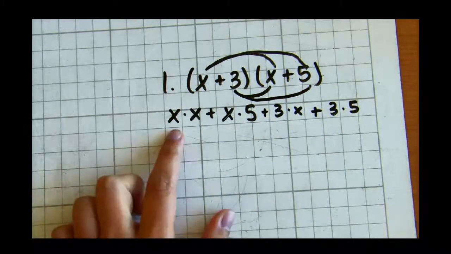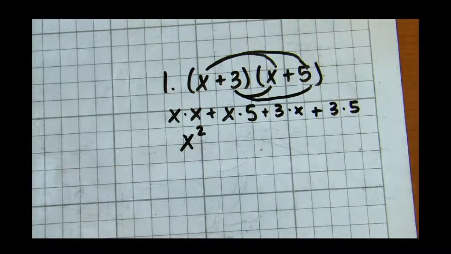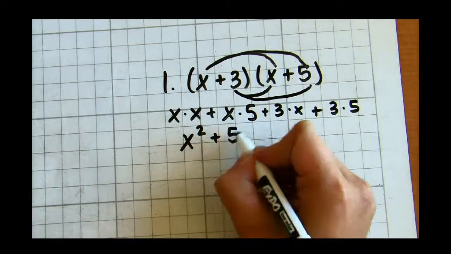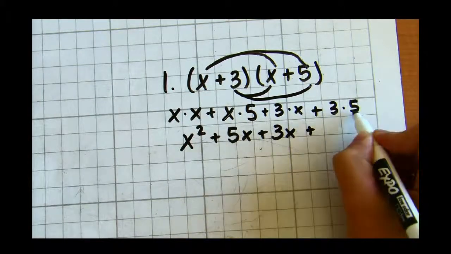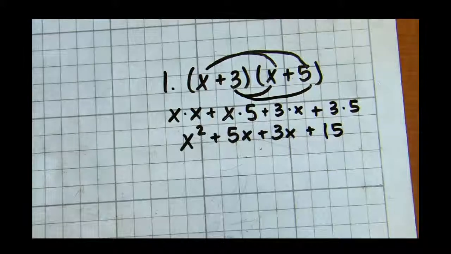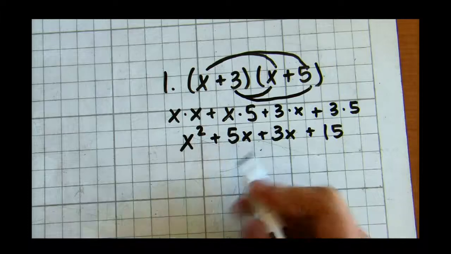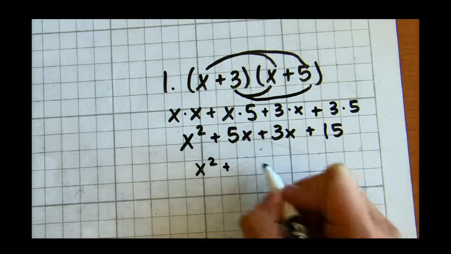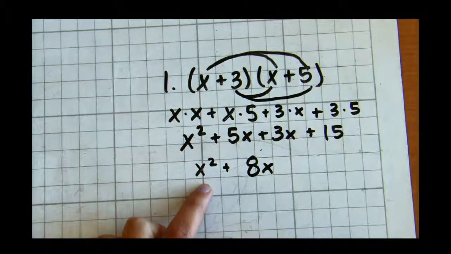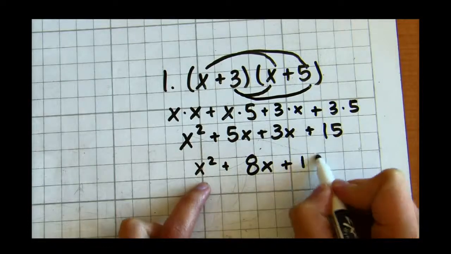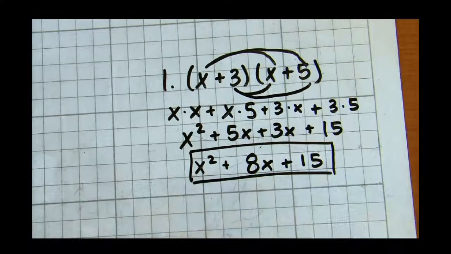Now I'm going to multiply through. X times x gives me x to the power of 2, plus 5x plus 3x plus 3 times 5 will give me 15. Lastly, I can combine my like terms. 5x plus 3x will give me an 8x. And then I can bring down everything else. So my x squared just gets brought down. My plus 15 gets brought down. And that'll be my last step.